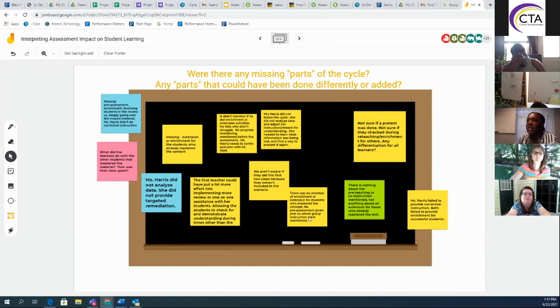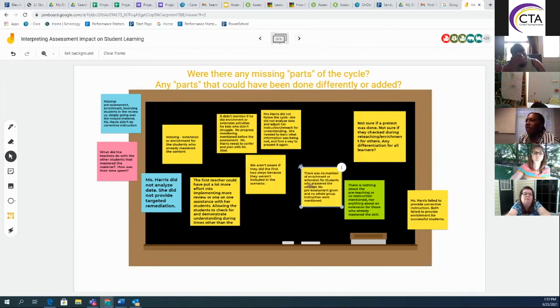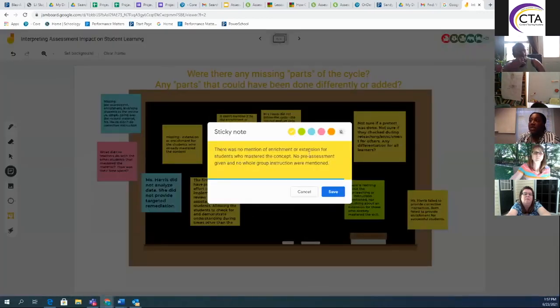Let's see if anything else is different. Oh yeah, we just talked about that. There was no mention of enrichment or extension for students who master the concept. No pre-assessment was given, and no whole group instruction was mentioned. That's correct.